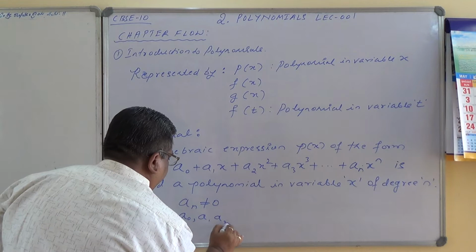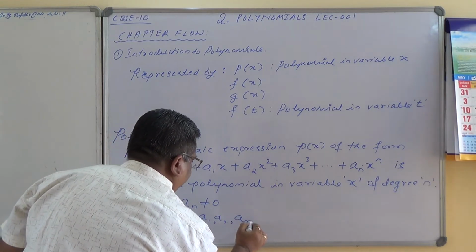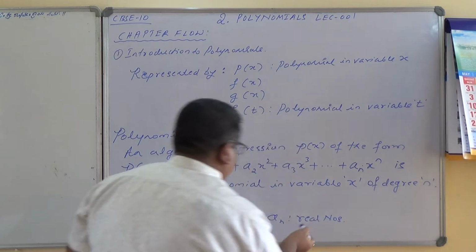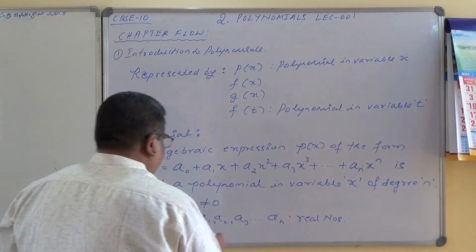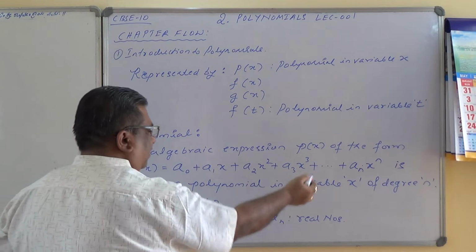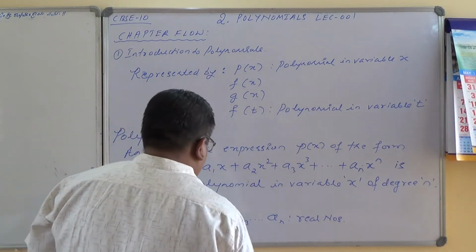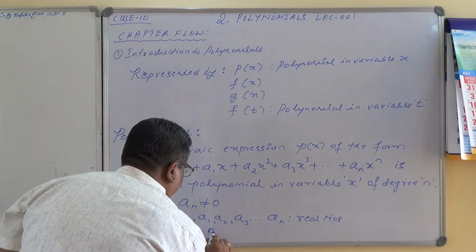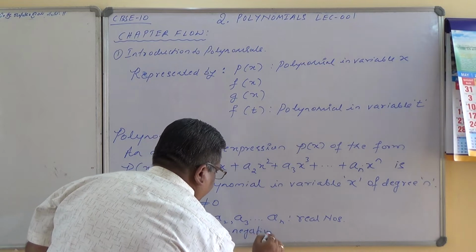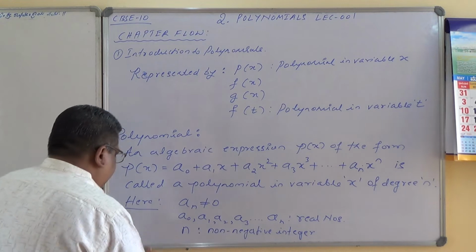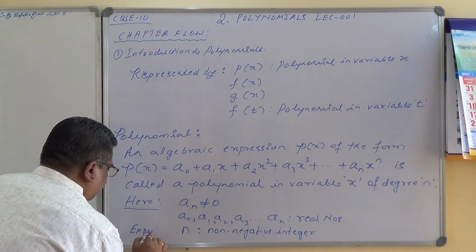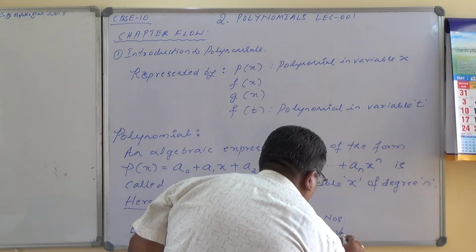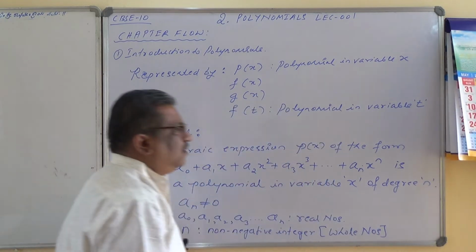a0, a1, a2, a3 dot dot dot up to an. These are all real numbers and nothing but coefficients of x here, and one of them will be a constant. For example, a naught will be a constant, rest of all are coefficients of x, x square, x cube, etc. Also important here is n, it is a non-negative integer. This is called the exponent, which is nothing but the power. So it should be a non-negative integer. The meaning of non-negative integer here is whole numbers. So this is called a polynomial.